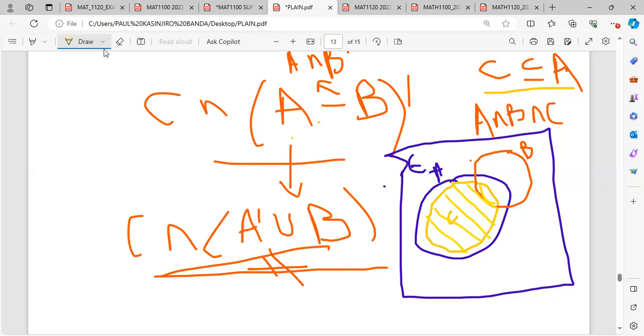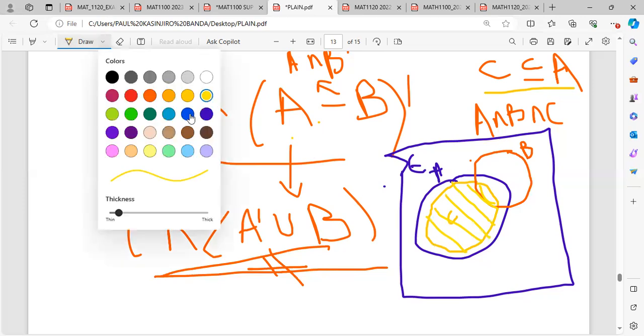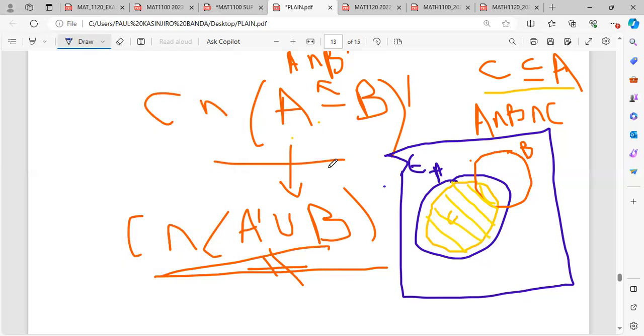So what is A complement? It means you shade whatever is outside the set A. So whatever is outside the set A, we shade it like that. That's our A complement.